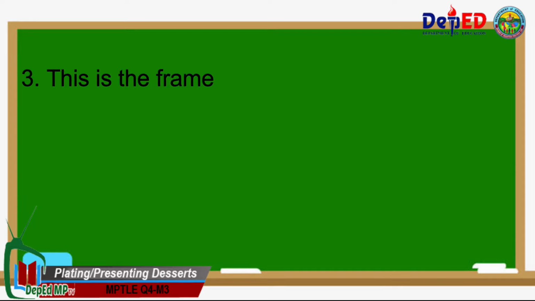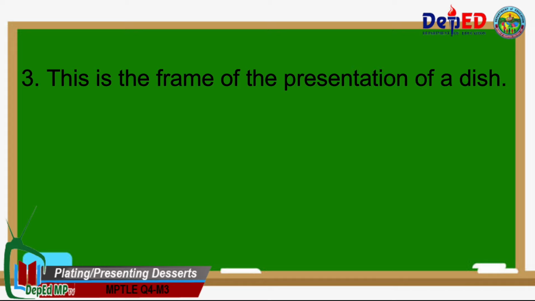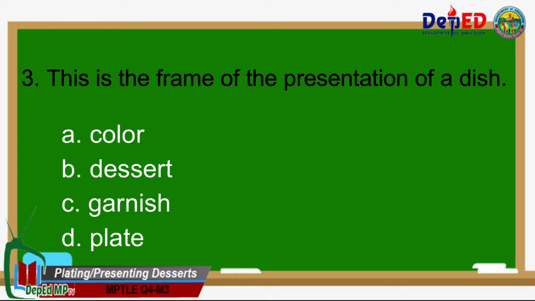Number 3. This is the frame of the presentation of a dish. Letter A, color. Letter B, dessert. Letter C, garnish. And letter D, plate. The correct answer is letter D.